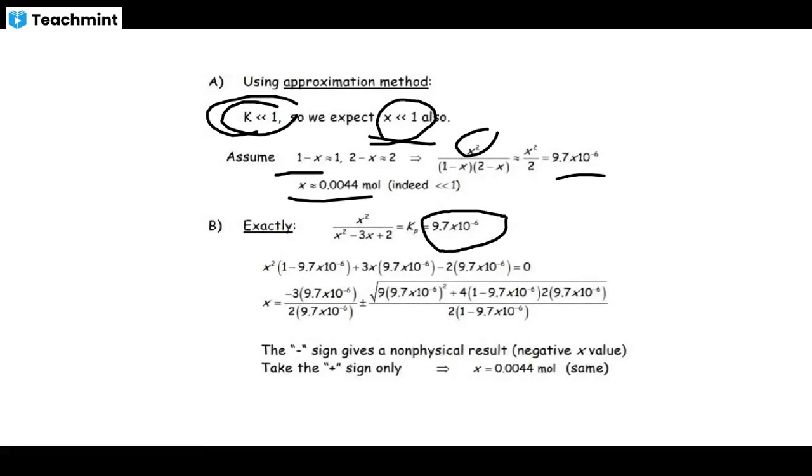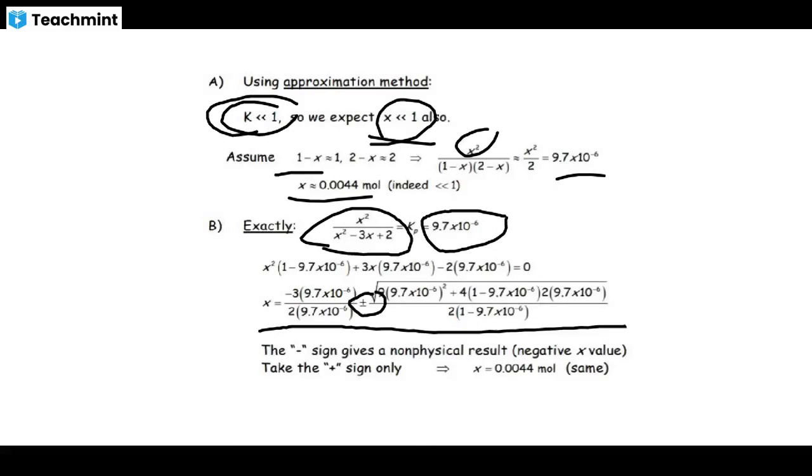You can also solve this equation exactly using this formula, and you get approximately the same answer. If you solve this equation, with plus or minus 1, you get both a positive and a negative value. The negative sign gives a non-physical result, because x is the number of moles of product and it cannot be negative. So only take the positive value, and you get the same value.